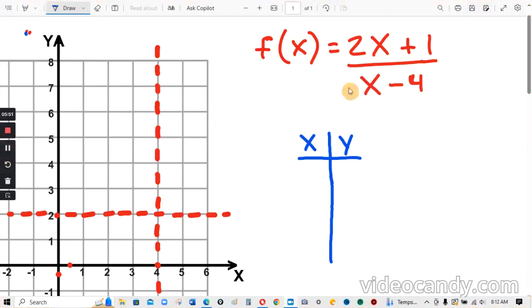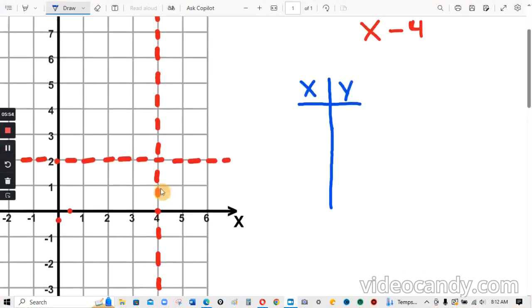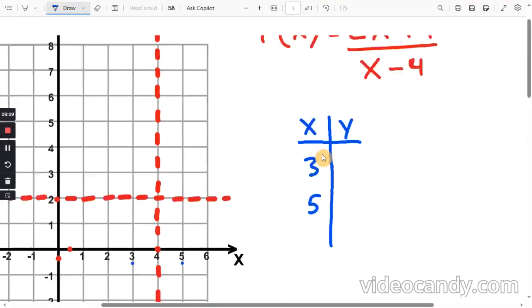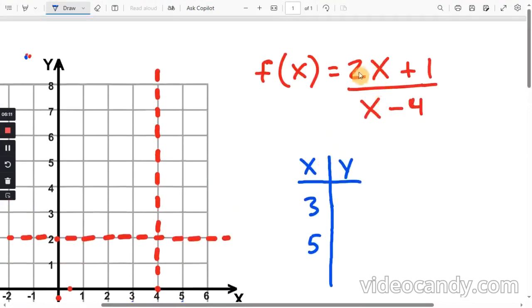So here's the original function. Let's get some x and y values. Here is the vertical asymptote. Let's plot a point to the left and right. So the asymptote's at 4. Let's try x equals 3 and x equals 5. All right, if we plug in x equals 3, 2 times 3 is 6 plus 1 is 7. And 3 minus 4 is negative 1. 7 divided by negative 1 is negative 7. And for the 5, we have 2 times 5 plus 1, that's 11. Divided by 5 minus 4, that's 1, so that's just 11.